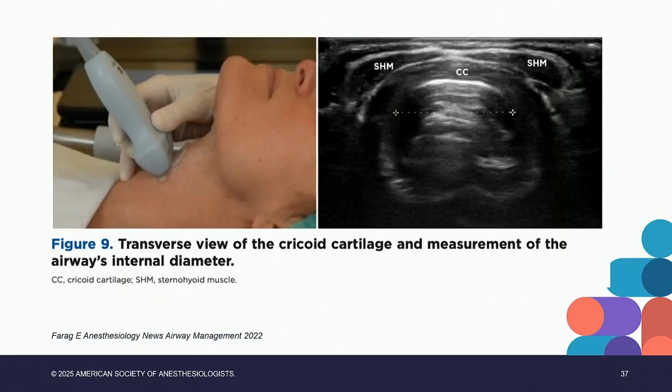Here, you can measure the transverse diameter of the trachea just below the cricoid cartilage. Put the ultrasound probe in the transverse view and measure just below the cricoid cartilage. It can give you an idea about the measurement of the internal diameter of the tube.